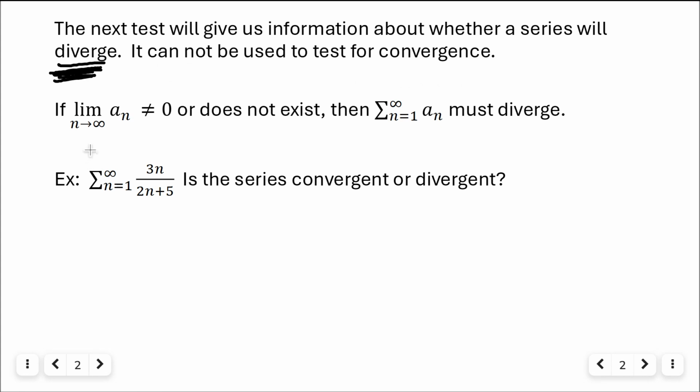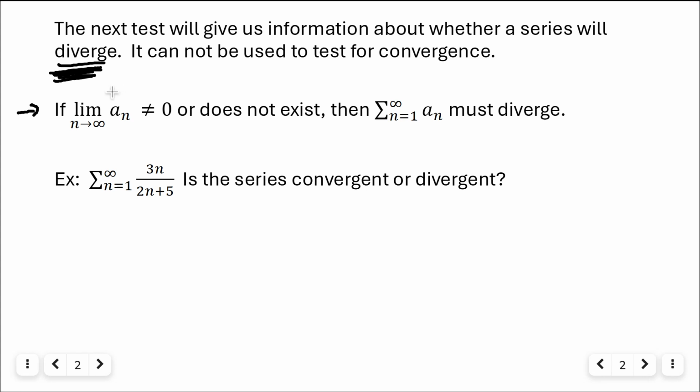Basically, what the test says is this: if the limit as n approaches infinity of a sub n, the nth term of the series, does not equal 0 or does not exist, then the sum of the series from n equals 1 to infinity of a sub n has to diverge. If the limit as n goes to infinity of a sub n is equal to 0, then the test tells you absolutely nothing about that series. You have to use some other test to determine its convergence or divergence.